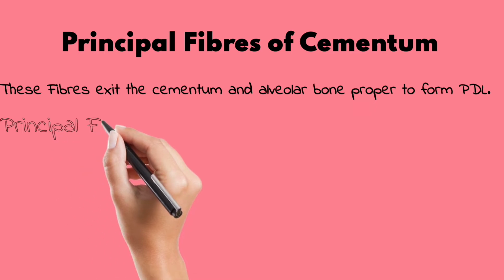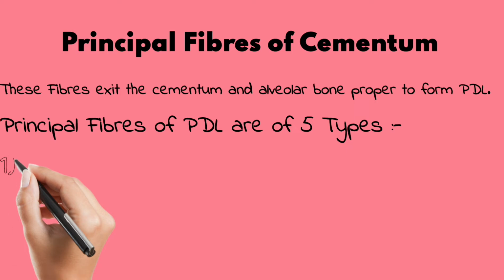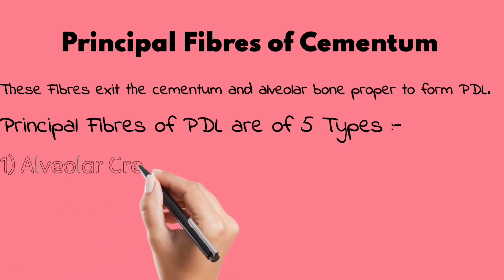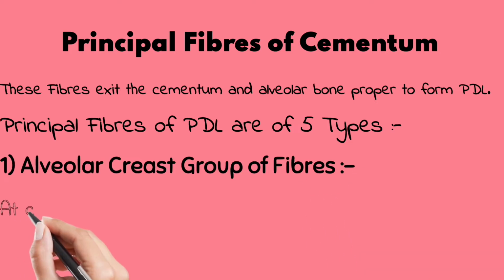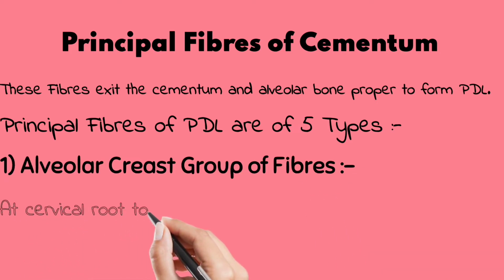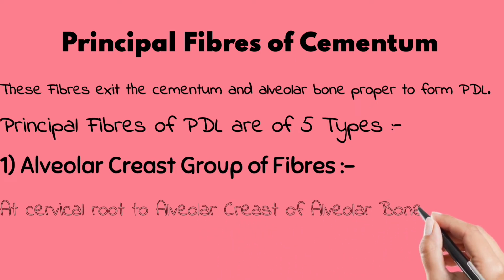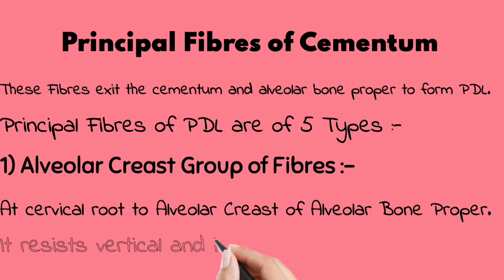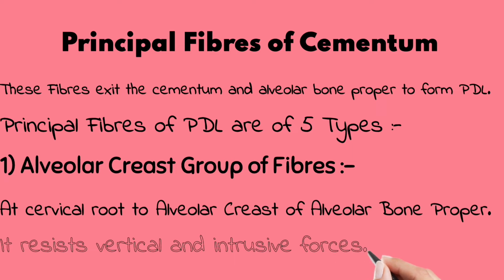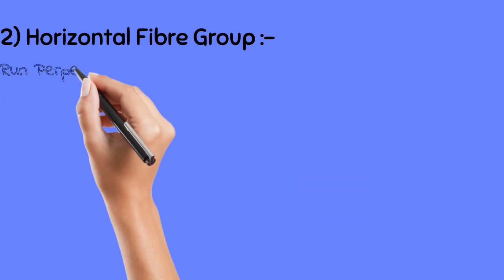These principal fibers of the periodontal ligament exit the cementum and alveolar bone proper to form the PDL. These are further divided into 5 types: the alveolar crest fiber, horizontal fiber, oblique fiber, apical fiber and the interradicular fiber. First, let's study the alveolar crest fiber. These alveolar crest fibers run from the cervical root to the alveolar crest and the alveolar bone proper, and they function to resist vertical and intrusive forces.